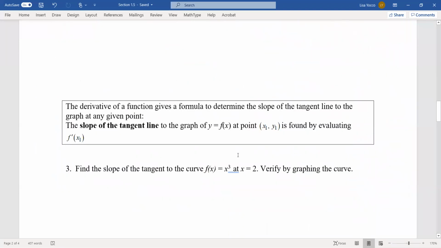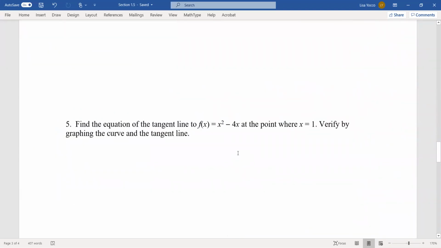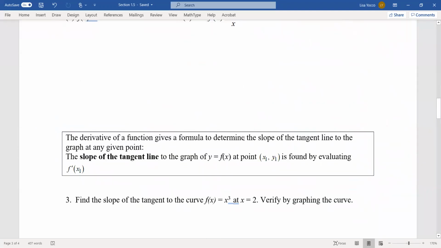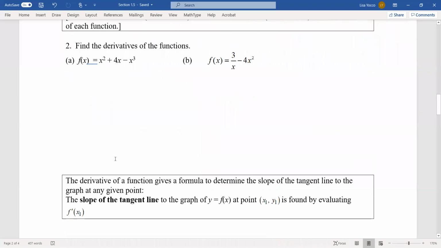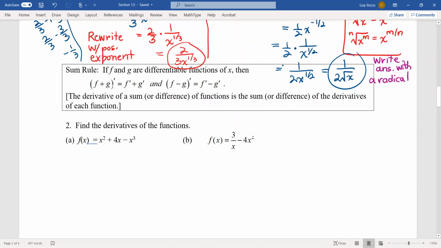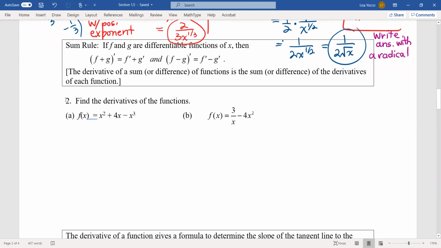Let me see where I am. So I want to be able to finish everything between today and Thursday. Does anyone have a question yet at this point? All right, I'm going to just go ahead and talk about the derivative of a sum or a difference, and then I will stop after this one.